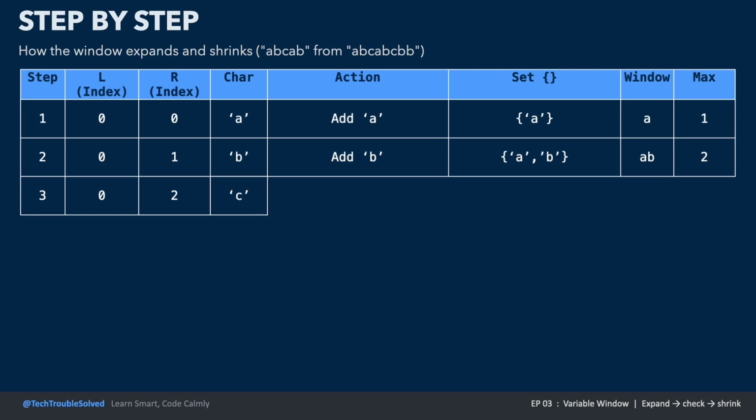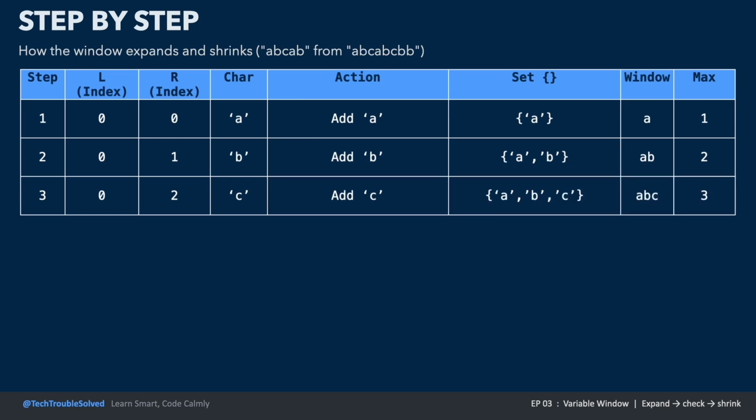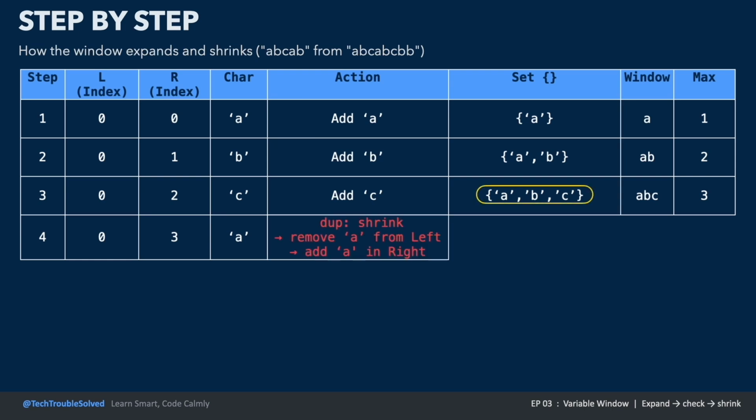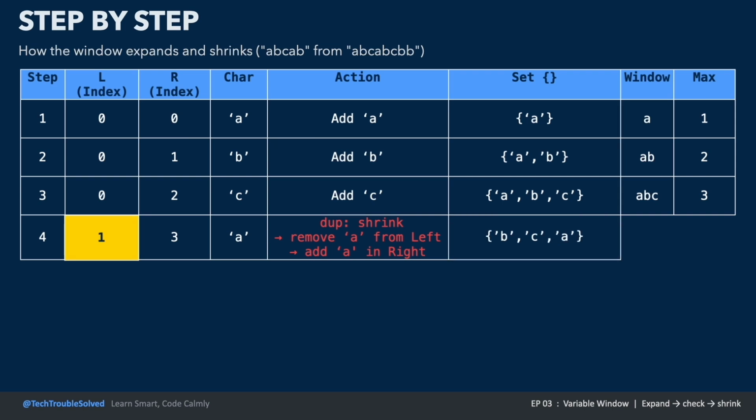Step 3, R is at 2. Character C. C not in set. Add it. Window A B C. Size 3. Max 3. That's our answer right there. We just don't know it yet. Step 4, R is 3, character A. A is in the set. Duplicate. Shrink. Remove s of L, that is remove A at index 0. Move L to 1. Set BC. Now add the new A. Window BCA. Size 3. Max stays 3.